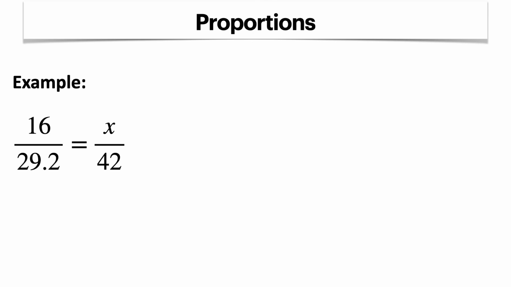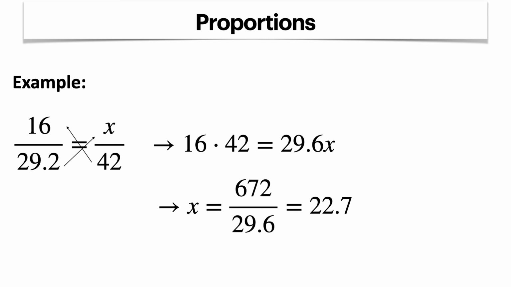Proportions. Let's talk about proportions. Proportions can be a little bit tricky if you haven't been in algebra class in a little bit. So let's talk about how we do it. Let's say 16 divided by 29.2 is equivalent to an unknown number divided by 42. How can we solve for this? We can cross multiply. So 16 times 42 equals 29.2 times x, we get this equation. We can divide both sides by 29.2 to find our final answer. This is how you can do proportions. You're just doing cross multiplication. It should only take you a couple steps.